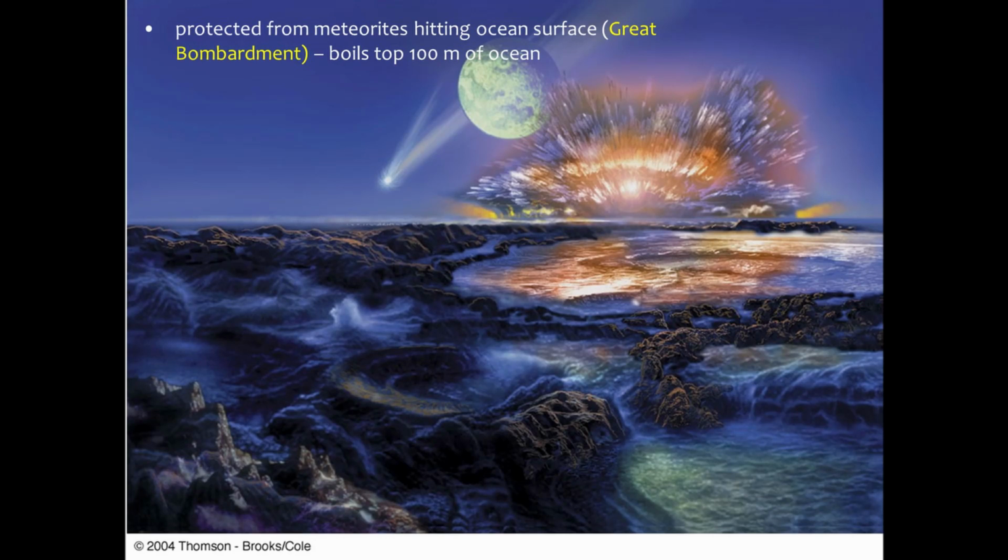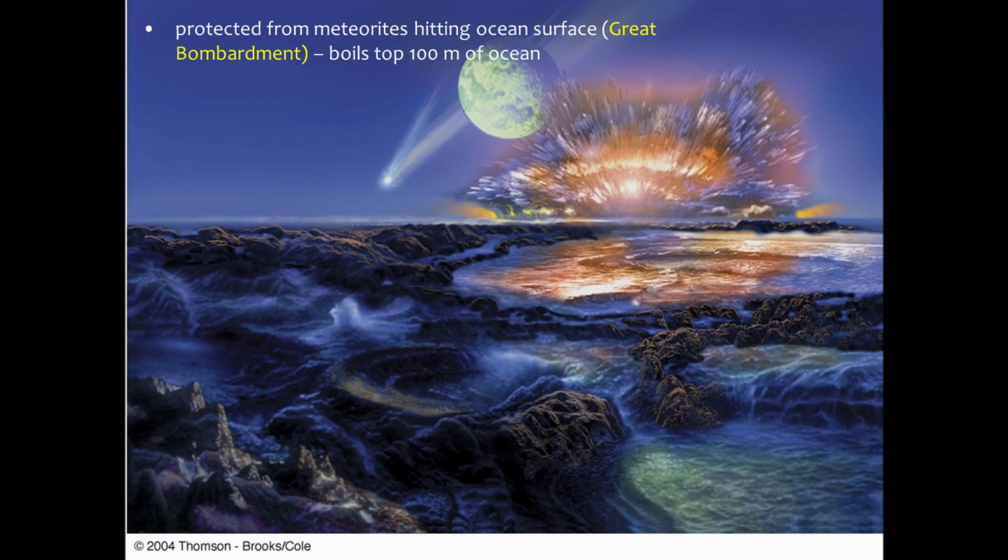So why hydrothermal vents? Well, one of the reasons is that it's protected from meteorites hitting the ocean surface. So during this time, we're still developing that second atmosphere. We still have a lot of debris in space. We still have a lot of material that's falling from space onto the planet. And what we see is that as meteorites hit the planet, we start to have a boiling away of the top 50 to 100 meters of the ocean.